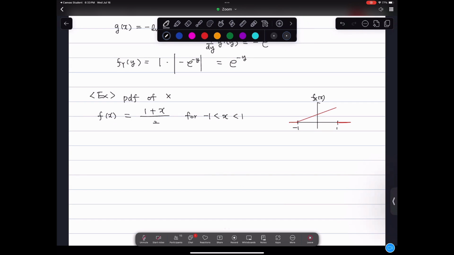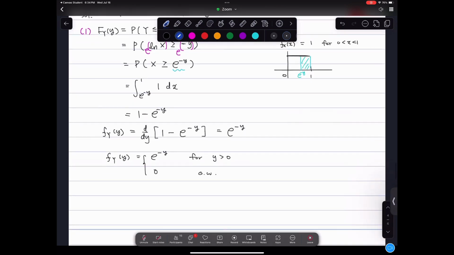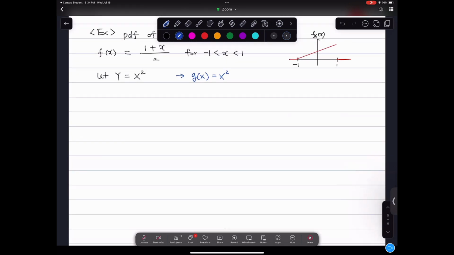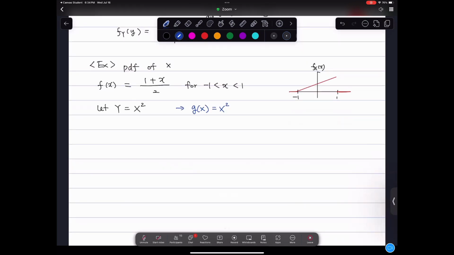I want y to be x squared. So in this case, your function g of x is x squared. Unfortunately, this is not strictly increasing or strictly decreasing. We have x values from -1 to 1, so it's decreasing from -1 to 0 and increasing from 0 to 1. So I may not be able to use that formula right away. It's just a lot easier to go through the process.